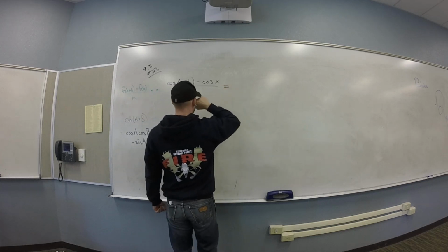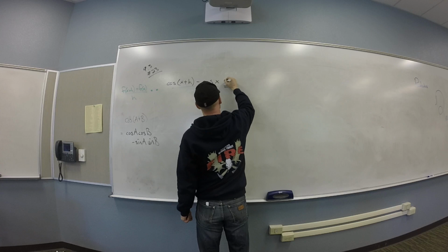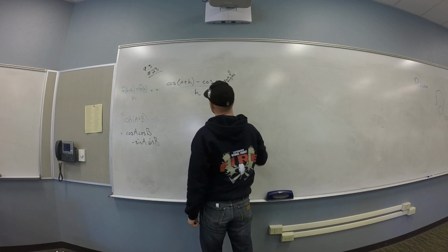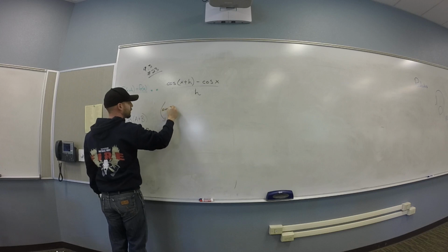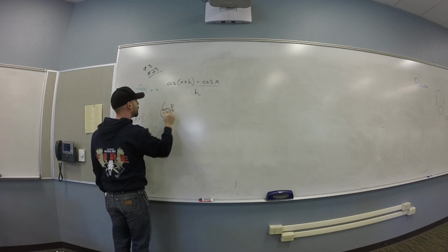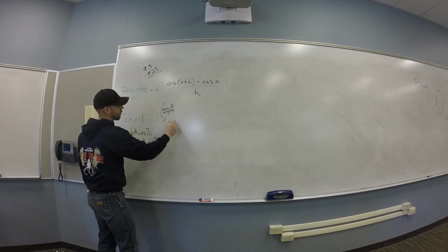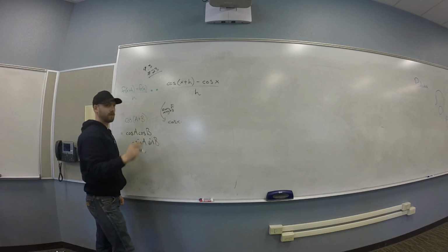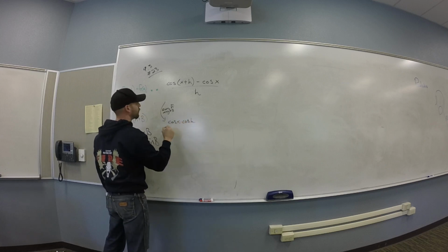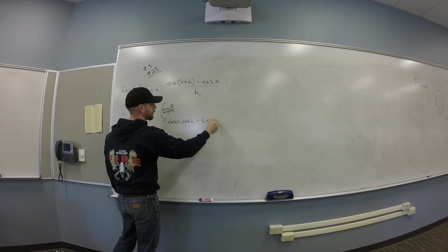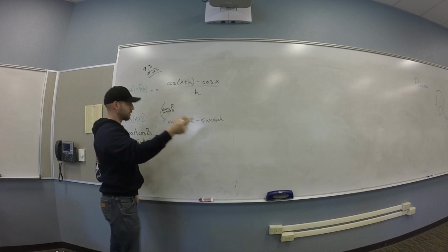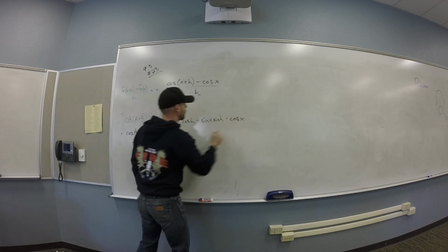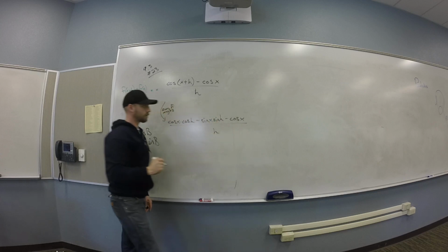So this is equal to, according to the sum of angles. Actually, maybe I should do this right for style. Sum of angles is what I'm applying here, and I got cosine of x times cosine of h minus sine of x multiplied by sine of h. Okay, so that's that thing. And then there's a minus cosine x, and then it's all over h.